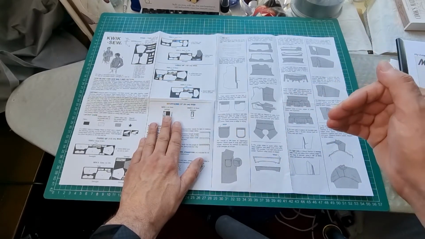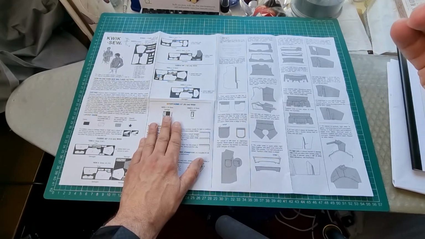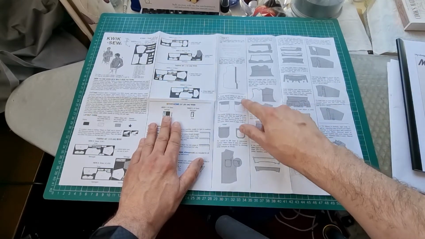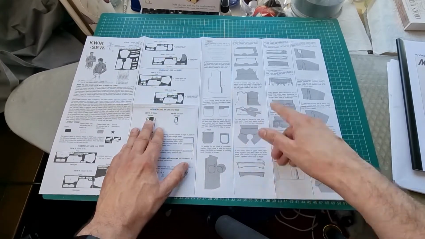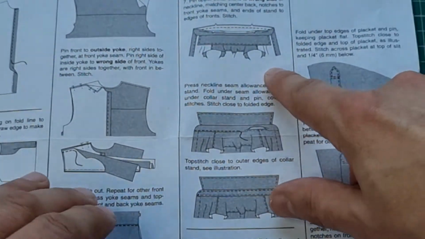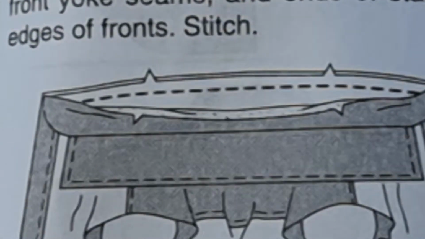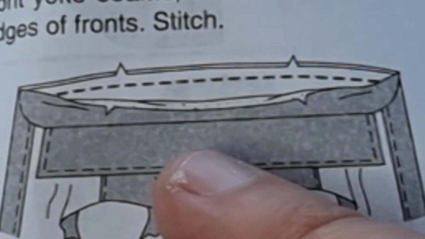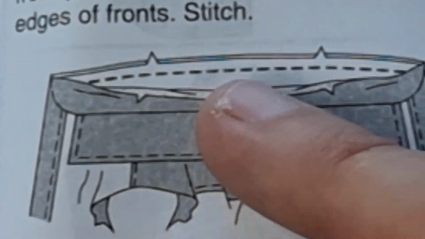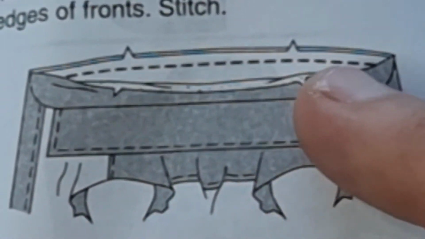I think the thing with patterns is that a lot of time the language isn't particularly useful, which is why I always find that working from these images, particularly when you're attaching a collar like here, this image here is actually quite useful to me. It tells me that my collar I'm pinning to the shirt where the notches match and then stitching along that particular line. So I find that sort of thing particularly useful.